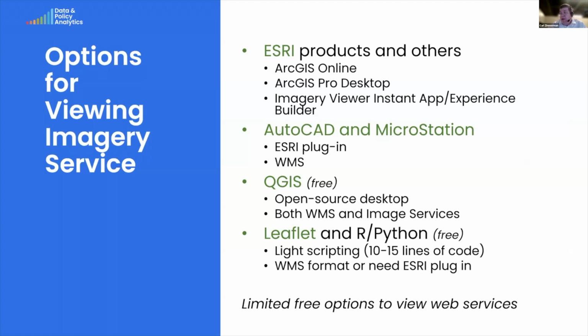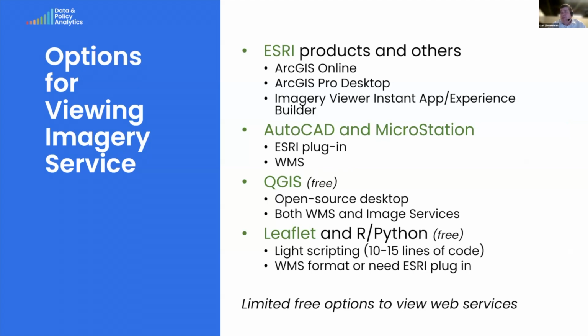There may be a few engineers or surveyors who use AutoCAD and MicroStation here. There's an ESRI plugin for both of them. And then there's the web WMS, which is that Open Geospatial Consortium standard, which Emily has access to. You can use that WMS URL directly in AutoCAD and MicroStation to add the new imagery. So you have the things that cost you money through proprietary software, then you have the free stuff.